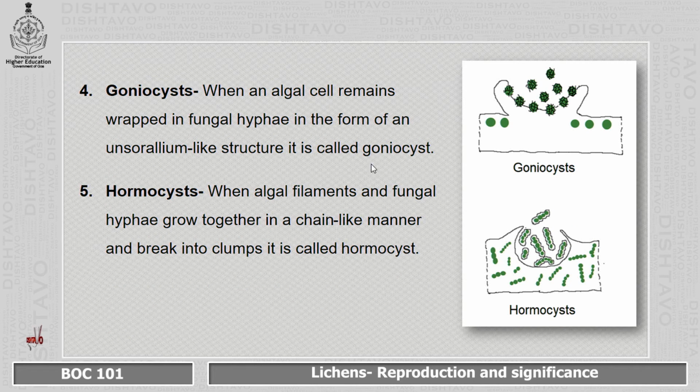Next are the goniocysts. These are formed when an algal cell remains wrapped in a fungal hyphae in the form of a soralium like structure. As you can see in this image, these are the goniocysts that are formed. Next are the hormocysts. When algal filament and fungal hyphae grow together in a chain like manner and break into clumps, it is called as hormocysts, as you can see in this image.